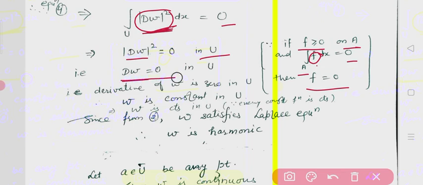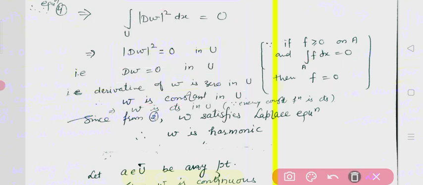So now dw equal to 0 in u, what does it mean? That means the derivative of w is 0 in u. Okay, if the derivative is 0, then w will be constant in u. So you can say that w is constant in u, and we know that every constant function is continuous, so we will say that w is continuous in u. Okay, also we have shown that delta of w is 0 in u. So that means w satisfies the Laplace equation. If it satisfies the Laplace equation, you will say that w is harmonic, right? So w is continuous and w is harmonic.